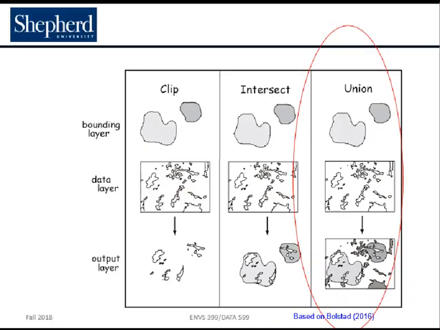Union includes all data from both the bounding and data layers. New polygons are formed by the combination of the coordinate data from each layer.